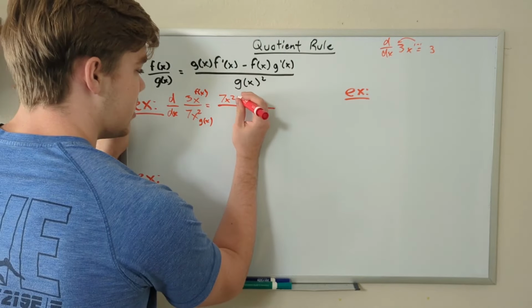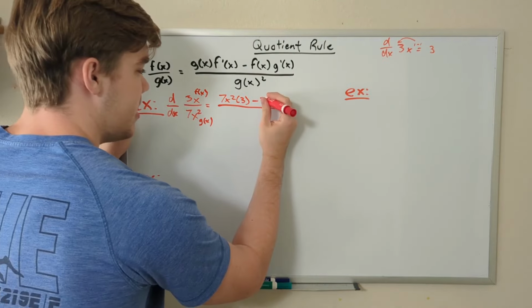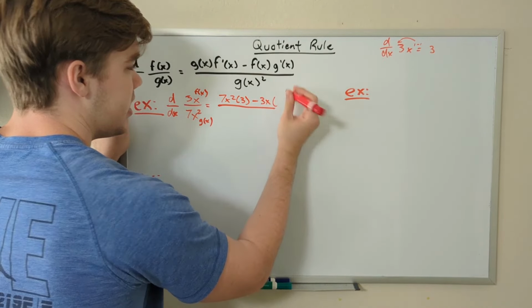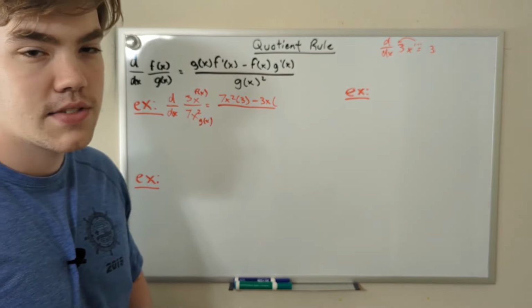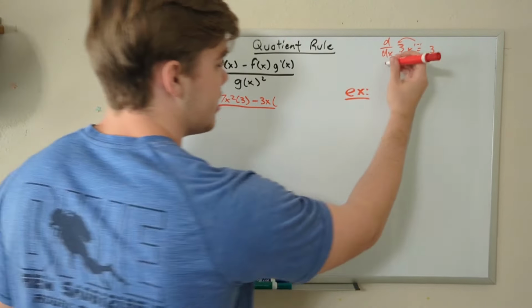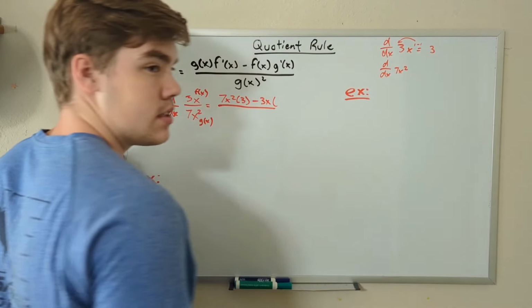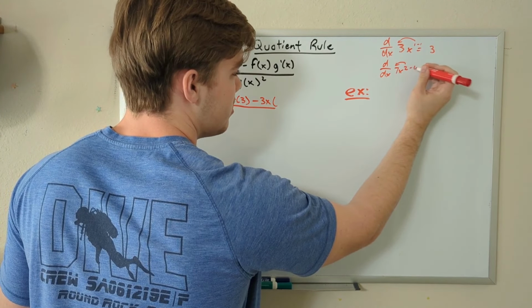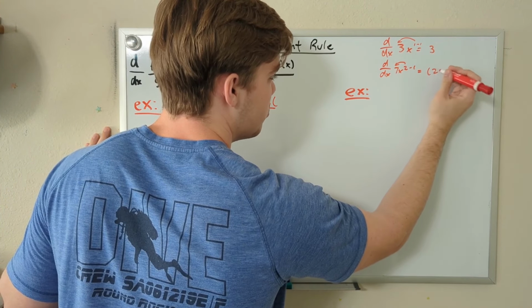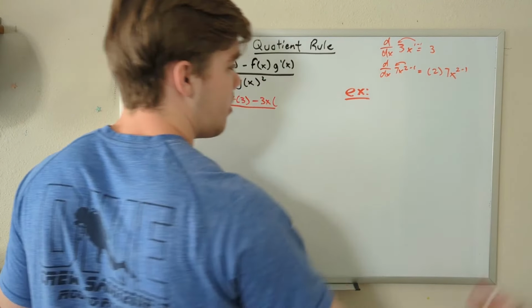So we end up multiplying 7x squared by 3, and now we need to subtract f of x, which is just 3x, and then multiply that by g prime of x, which is the derivative of 7x squared. Let's find the derivative of 7x squared. Let's do that over here. d dx 7x squared. Once again, we can just use the power rule to solve this problem. Bring the 2 to the front, then subtract 1. So this is equal to 2 times 7x to the 2 minus 1 power.